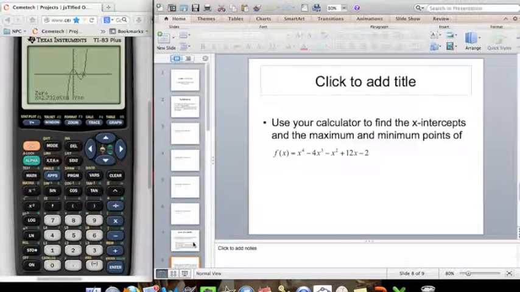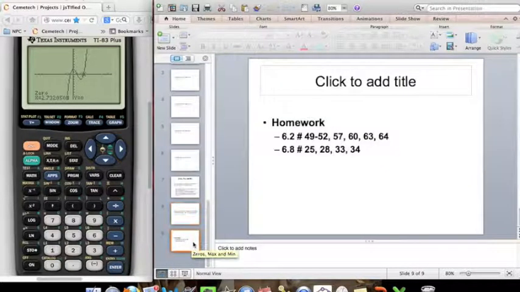Make sure on your homework that you notice that some of them come from 6.2. The ones in 6.2 are those end behavior ones, and again, you don't need to worry about following the directions on those. You can just do arrows ups and downs. And then the 6.8 ones are these problems, and this is where you're going to need to be looking at graphs and estimating these maximums and minimums. Okay?